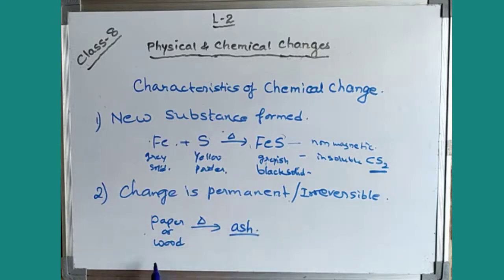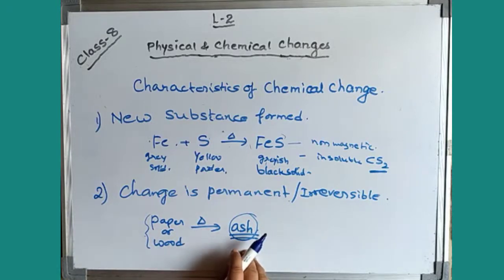Now whatever the quality and whatever the work you can do with the wood and paper, can you do with the ash? The total property, characteristics, physical, chemical nature of the ash is totally different from that of paper or wood. And once it is prepared, it cannot be returned back to paper or wood again. That means the change is totally permanent and cannot come back, which means it is irreversible in nature. Now the third point we will discuss.